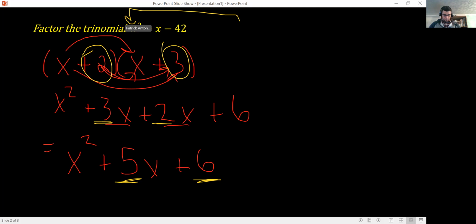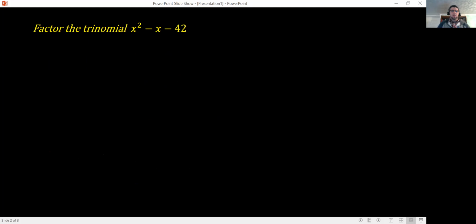Okay, so one of the things that you want to always do is make sure that your trinomial is in what we call standard form. Standard form just means that it's in order by the exponents. You have the x squared first, then the x, then the number. So now when we factor this one, you know you're going to have an x here and an x here.